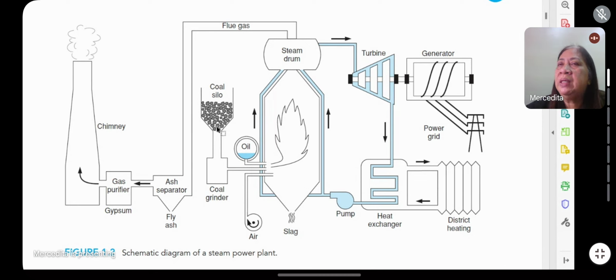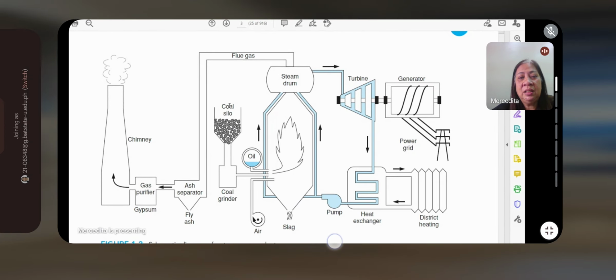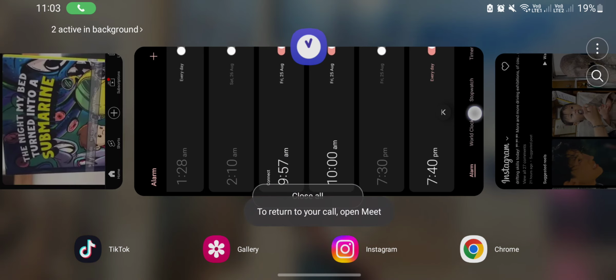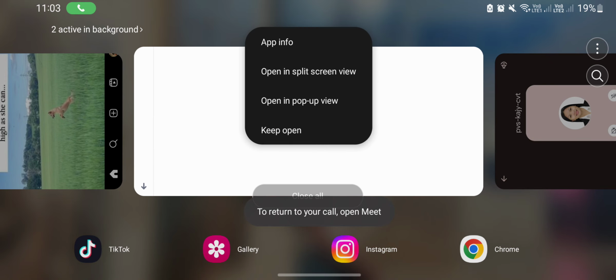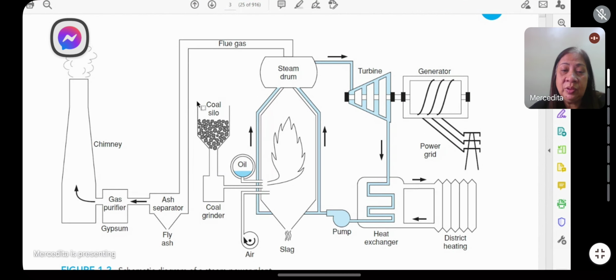Meron tayong coal power plant sa Kalaka. Meron tayong diesel power plant sa Santa Rita. Meron tayong natural gas sa Ilihan. Yan yung mga pag kayo napapunta doon sa mga planta na yon, iba't iba yung gatong. Okay, so ang gatong natin dito ay coal. So yung coal dito sa storage, dadaan siya sa grinder, okay, para fine siya, para madali siya masunog.